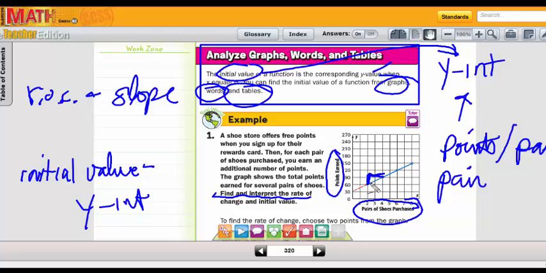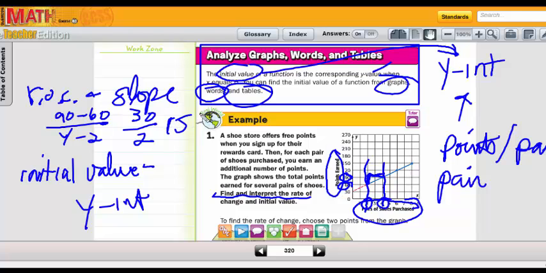So if we take a look at our scale here, we can see that the rise was from 60 to 90. So we just need to do 90 minus 60. And our run is from this line to this line. And if we look at those numbers down here, that's from 4 to 2. So 4 minus 2. So we have 90 minus 60 is 30 over 2. And that, of course, is a slope of 15. So our rate of change is 15 points per pair. So it's 15 points per pair. We'll put that over here. That is our rate of change. So we've answered the first part of this.